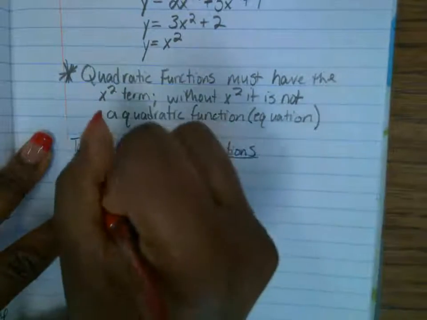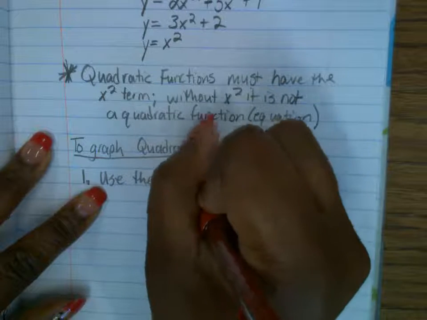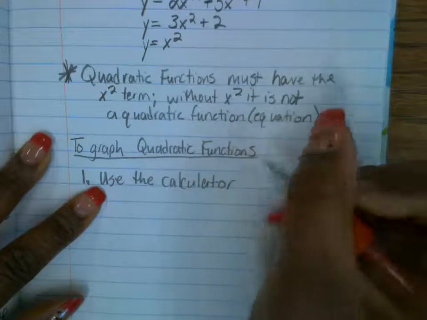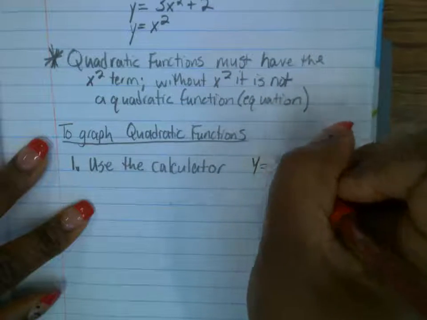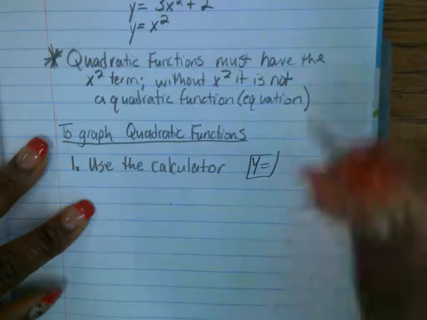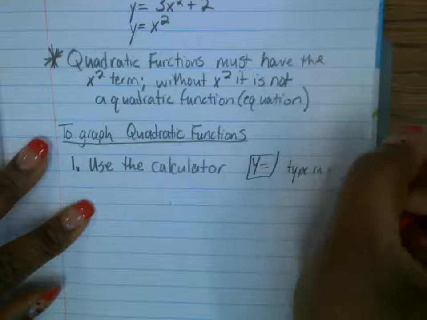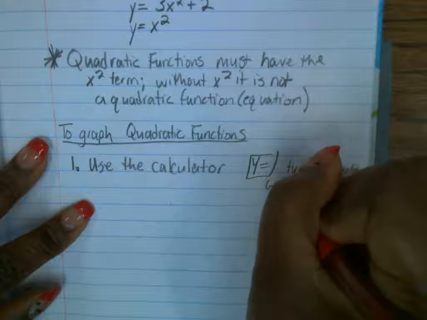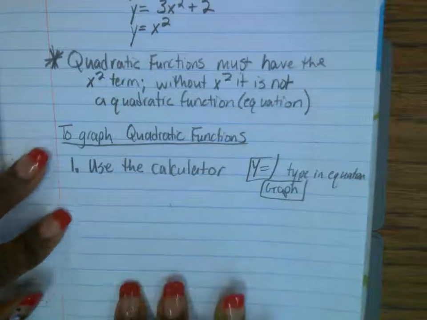The first way is to use the calculator. All of them, you can use the calculator, right? Okay. And in order to do that, the only thing you press is y equals, and then you type in the equation, and then you're going to press graph. Simple. Okay. That's all you do.